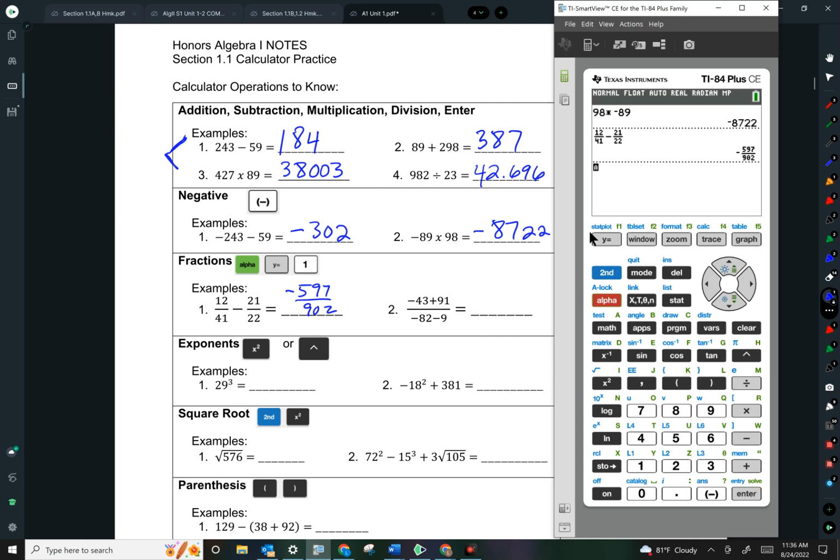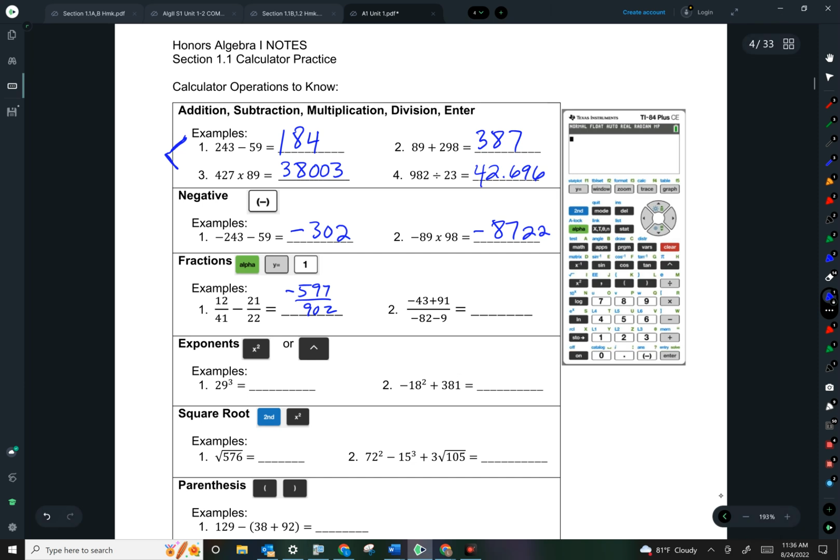Okay, on the next one, I want one big fraction, so I'll say alpha, and this time just for something different. Remember, another way to get a fraction is to press the y equals and choose number 1, n over d, numerator over denominator. So on top, I want negative 43 plus 91. So make sure you use the negative key. 43 plus 91. Move the cursor to the bottom. And down here, we want a negative 82 and then a minus sign 9. Enter for your equal sign. So we're going to get negative 48 over 91.